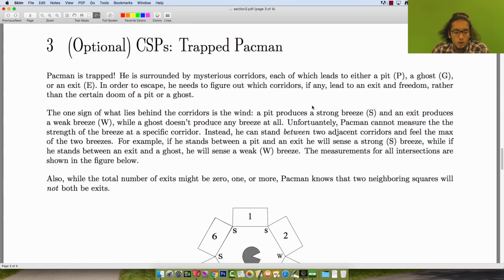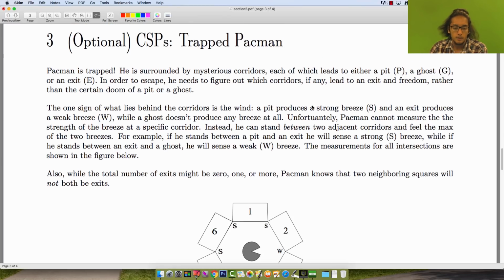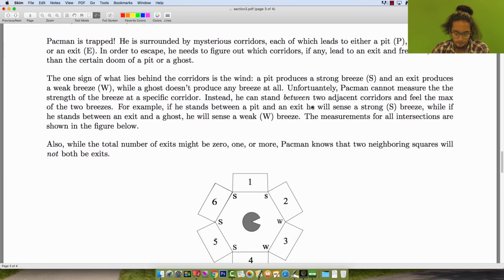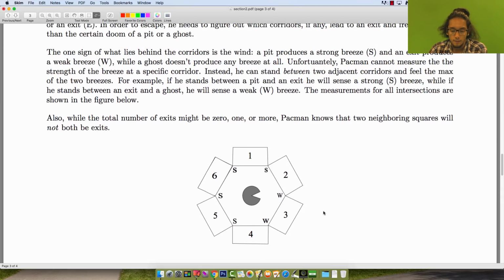Okay, let's get started with problem 3. So feel free to take a minute to just pause the video and read through the entire problem, but I'll just be getting started with the first part. So basically the setup in this problem is you have this Pac-Man, and Pac-Man is trying to decide which of these doors to go through, and there can be one of three things behind these doors. You could have a pit, you could have an exit, or you could have a ghost. And Pac-Man, of course, wants to go to the exit and wants to avoid the other two, right?